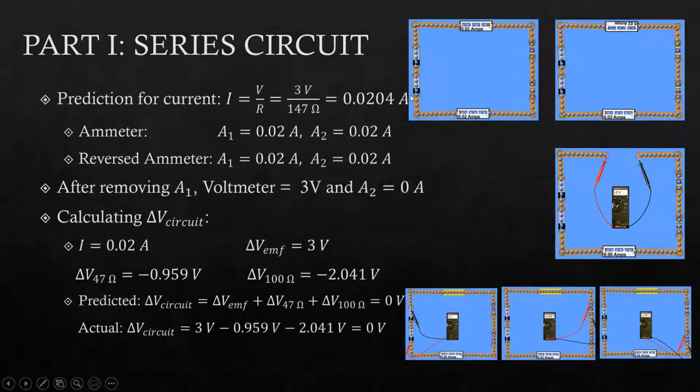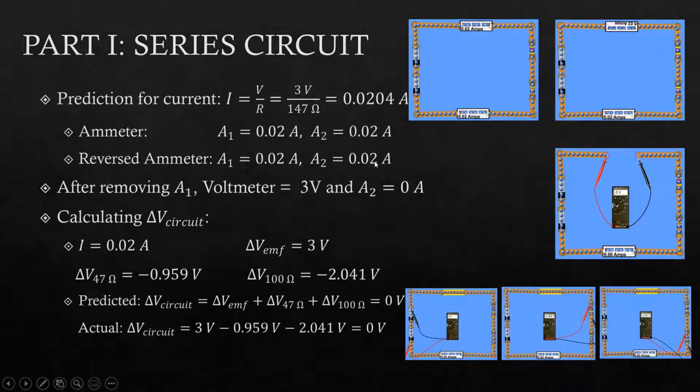For the first part of the lab, I made series circuits, which involved two batteries, ammeters, and resistors. I first predicted the current using I equals V over R, and for this I got 0.0204 amps. And then when I ran the simulation, I found that my predicted value was very close to the actual values, with both ammeters reading 0.02 amps. And even when I flipped one of the ammeters, they still read 0.02 amps.